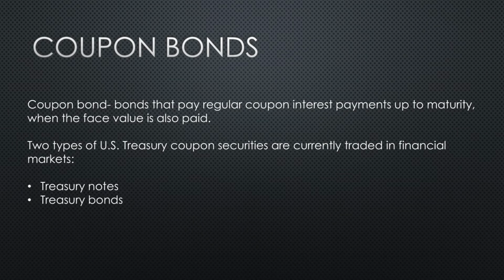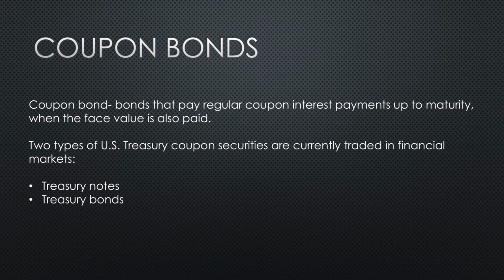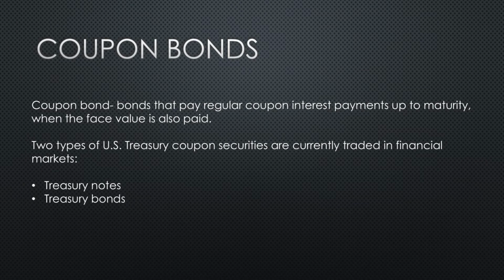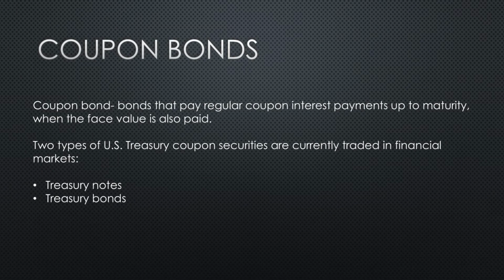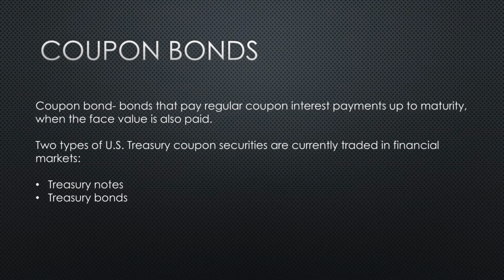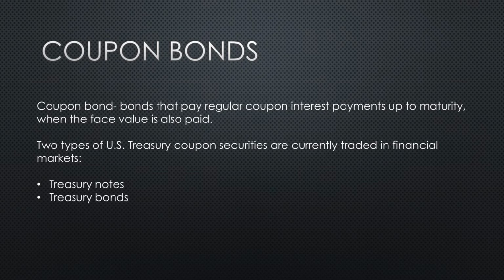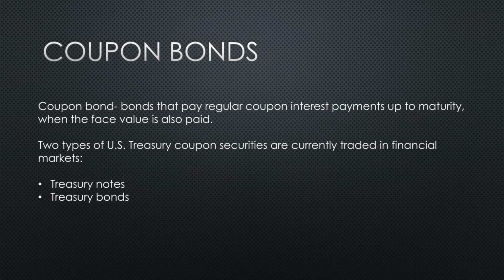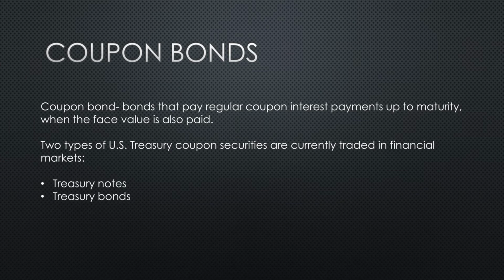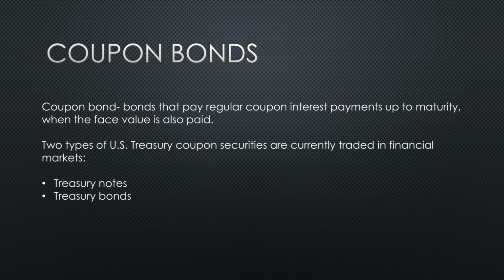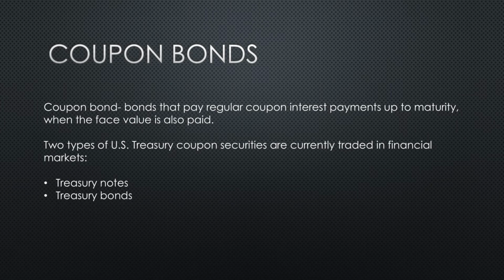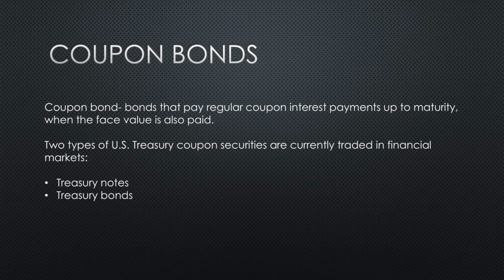Treasury bonds, a type of U.S. Treasury coupon security currently traded in financial markets, have original maturities of more than 10 years. An example of a zero coupon bond with $1,000 par value and 10 years to maturity is trading at $600. The customer would be paying $600 for a bond, and it will grow in worth to $1,000 in 10 years. Municipal bonds are issued by state or local government agencies.